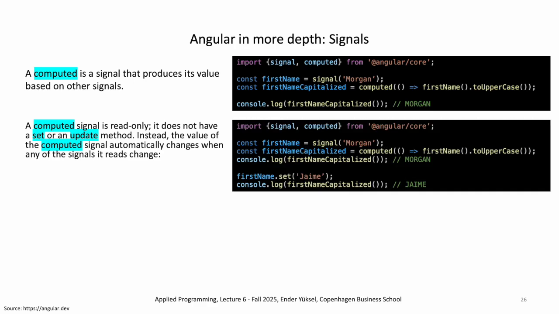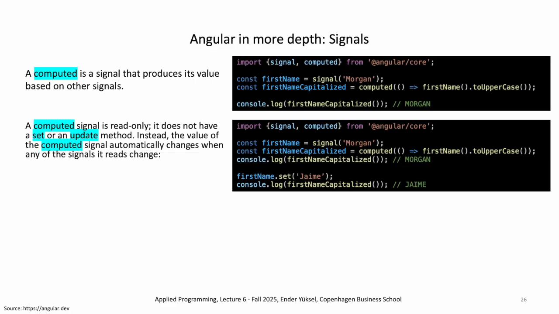Let's look at this example. Here, the difference is the new line with firstName.set Jamie. Change the value of firstName from Morgan to Jamie. Angular knows firstName capitalized depends on firstName. Marks the computed signal as stale, which means it needs recalculation.